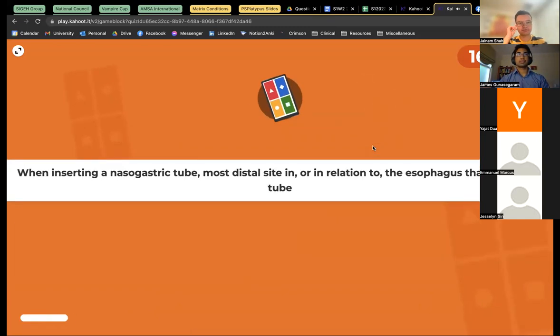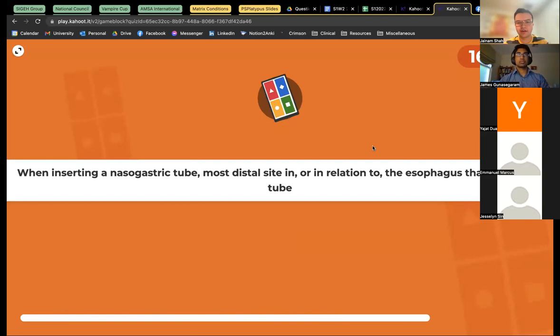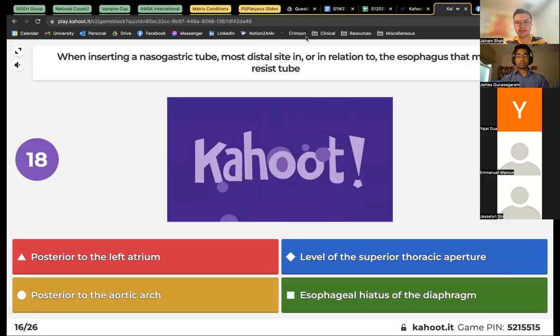All right, next question. When inserting a nasogastric tube, the most distal site in relation to the esophagus that may resist the tube is what?